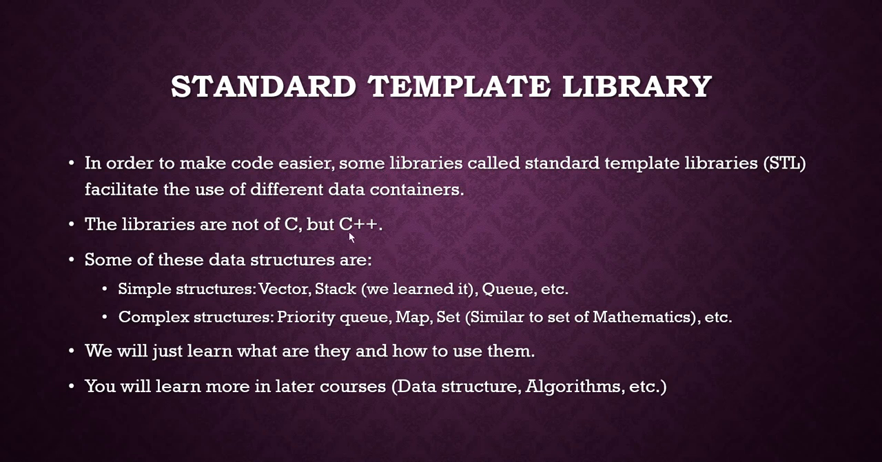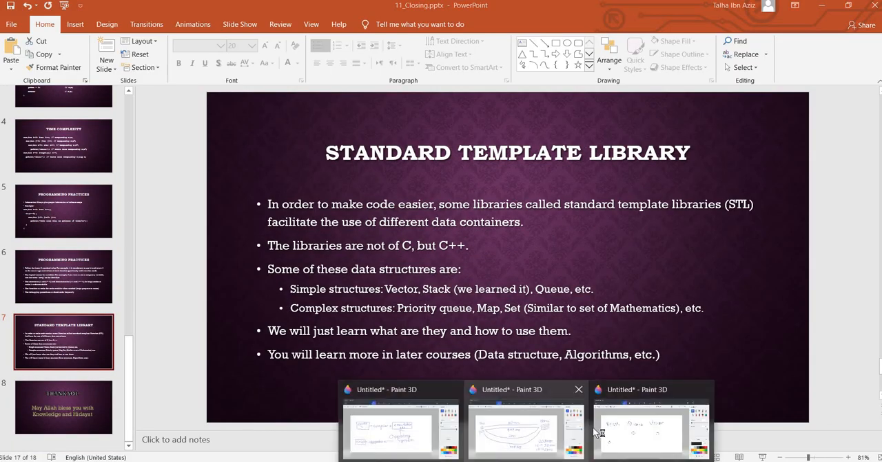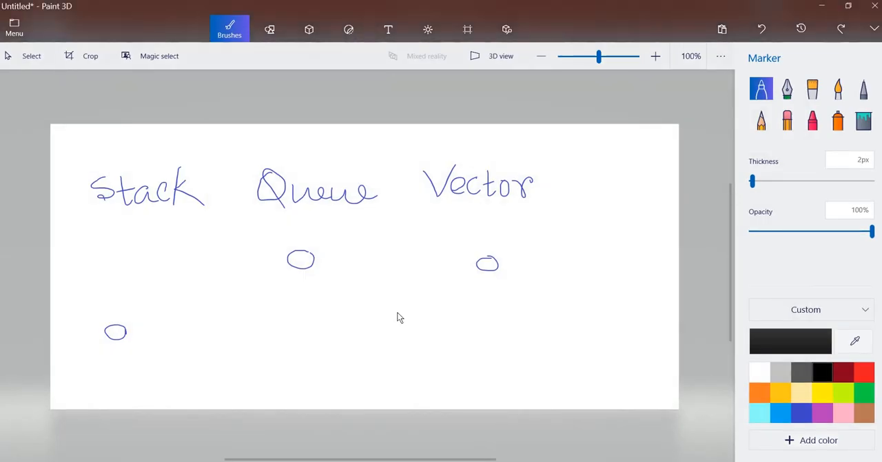So the libraries here are actually not part of C but part of C++. So we will not be working with them, but I'll just be showing you some of them, and you will also learn what they are in the later courses. So the structures, these data structures or containers are actually of two types: simple structures and complex structures. So I will just be showing you how the simple structures work, and the complex structures you will learn later on, and not in this course. Okay, so we already saw stack, so I'm just going to show you in short how vector, stack and queue, all of them work. Okay, don't become impatient, I'm going to end it here.